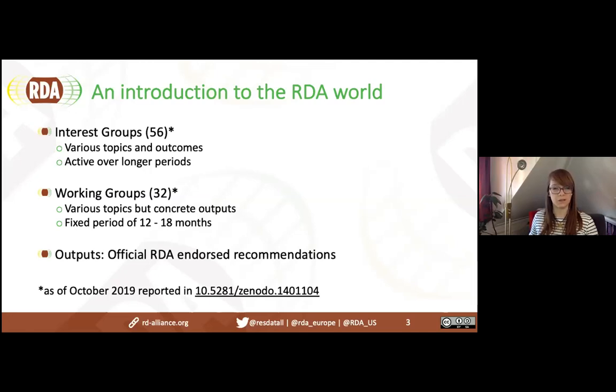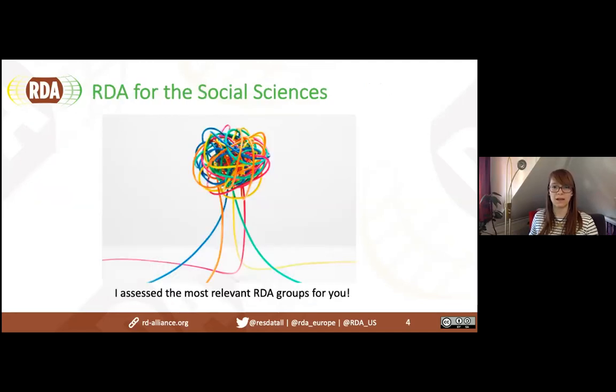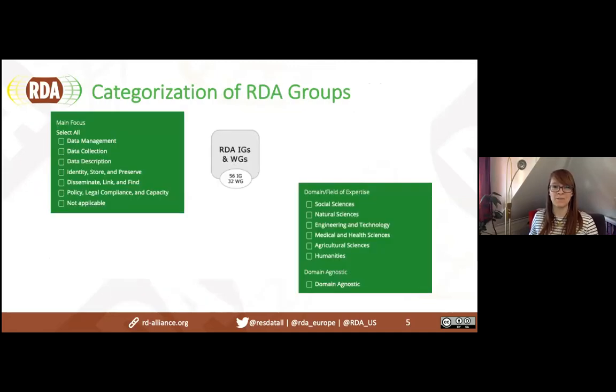This is the second version that we've published, which has the date of October 2019, and the first version was published a year earlier. So as I said, the RDA, when you first get into it, can be a bit overwhelming with all of the things that are going on. And what I did is I assessed the most relevant RDA groups for people interested in the social sciences. I wanted to give you an idea of how we try to tackle this, and basically bring a little bit of a categorization to the RDA groups.